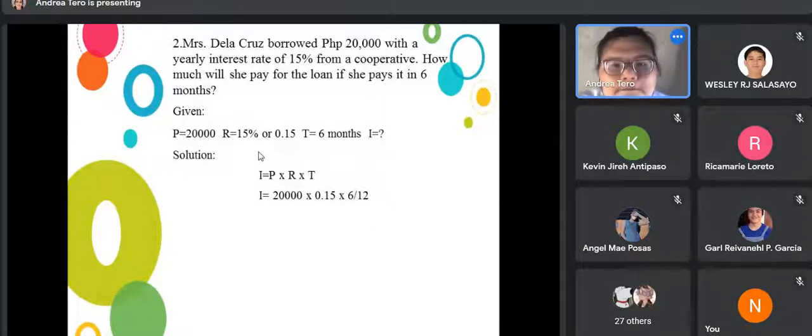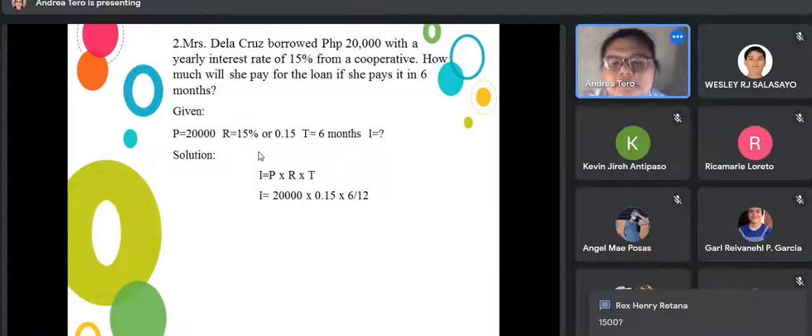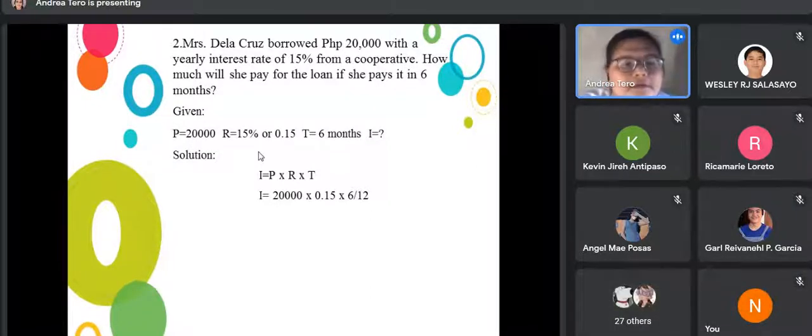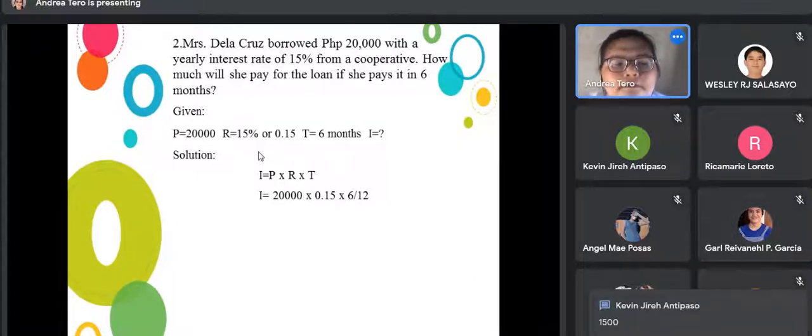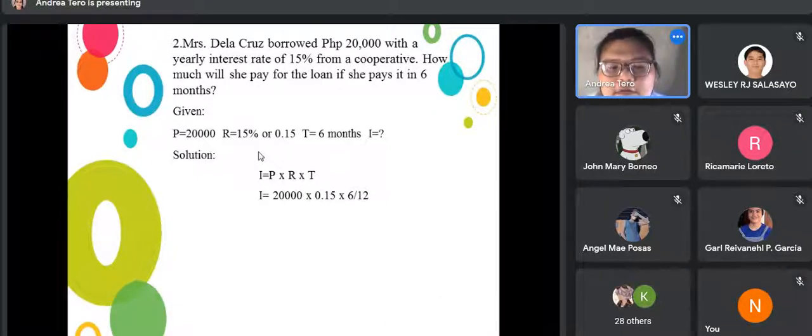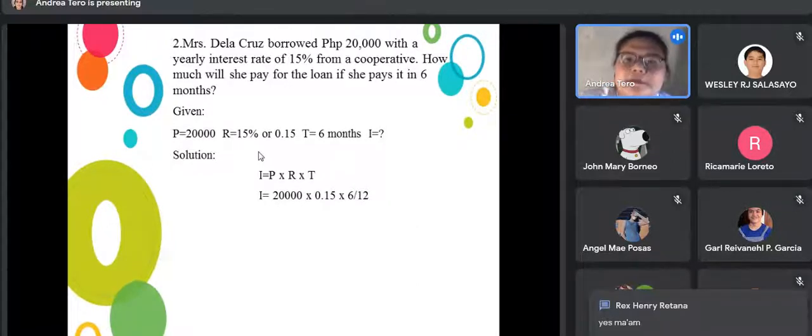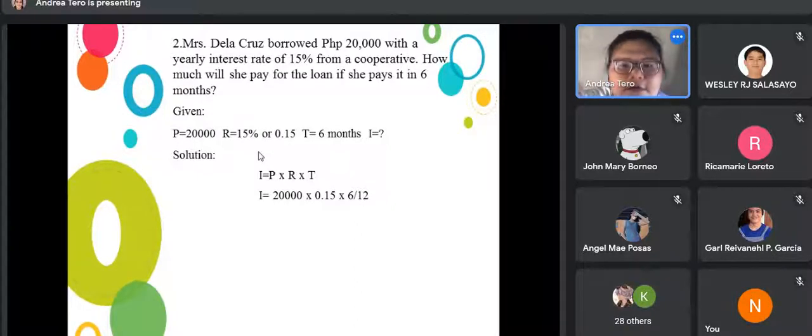So we need to represent 6 months as a year. Okay, class? So, 6 months needs to be converted to a year. 0.5 or 1.5? Are these numbers equal? Yes, ma'am. Or, for easier, 6 over 12, because there are 12 months per year. 6 over 12 is the same as 0.5, right?